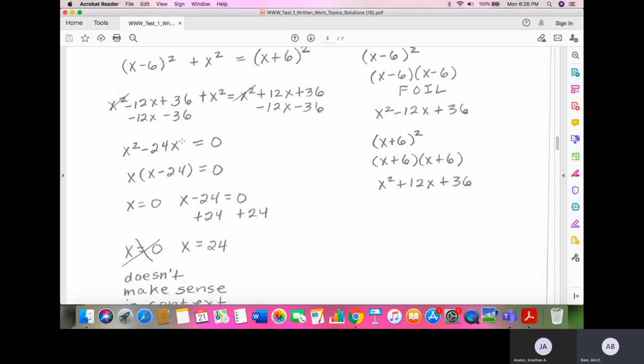So what do we have? This plus this is 0. Well, 12x minus 12x is 0. Plus 36 minus 36 is 0. 0 plus 0 is 0. So we have 0 on this side.